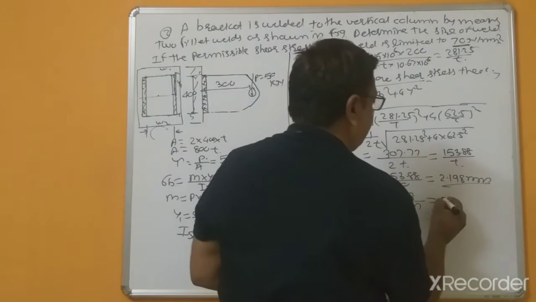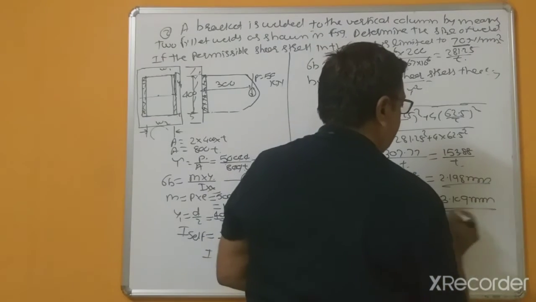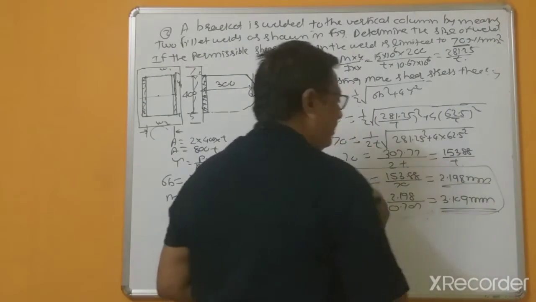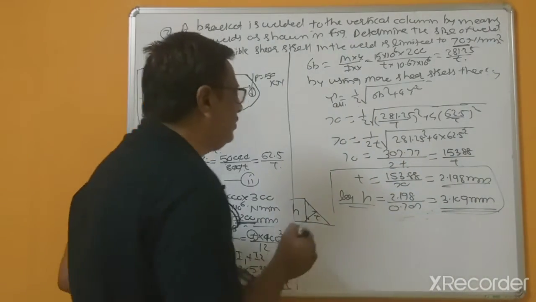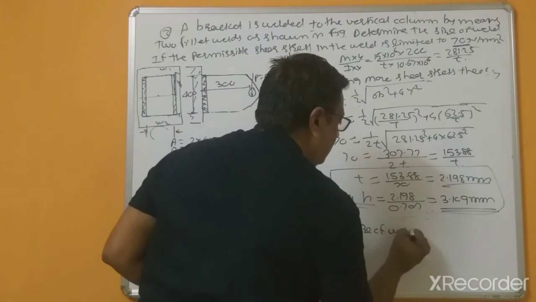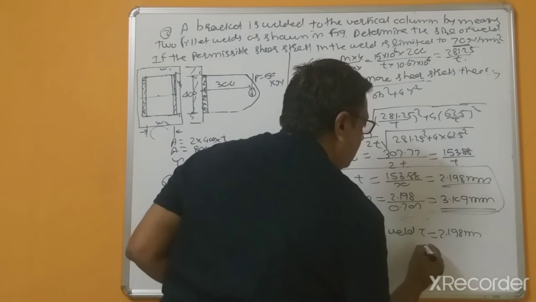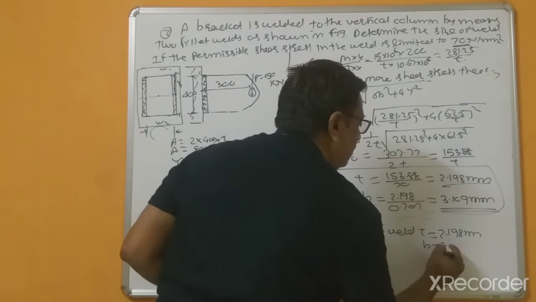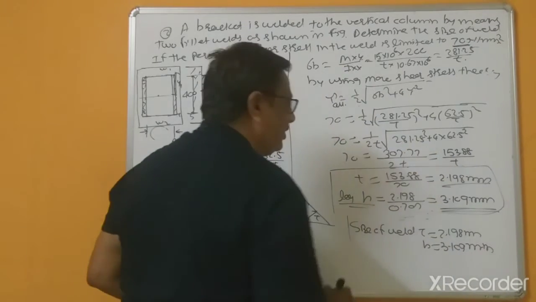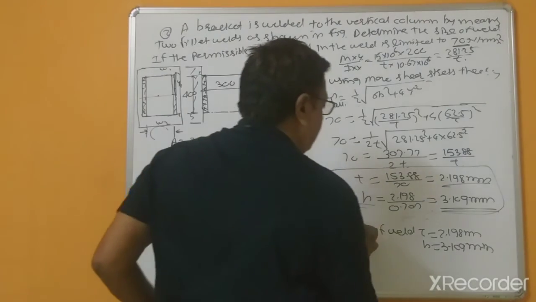This is equal to 3.109 mm, and this is your size above the weld. Size of weld equal to T equal to 2.198 mm, or otherwise H equal to 3.109 mm, and this is your expected design above the weld.